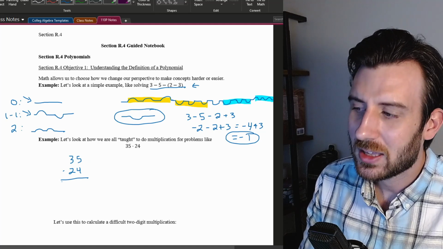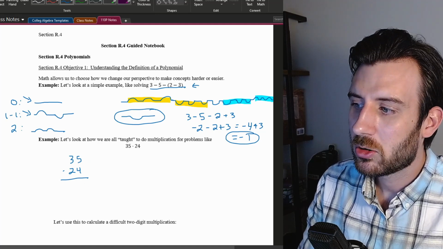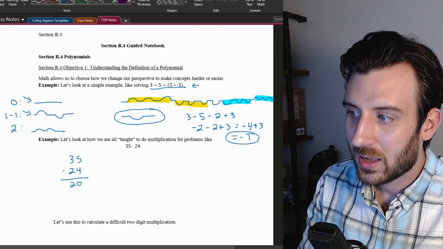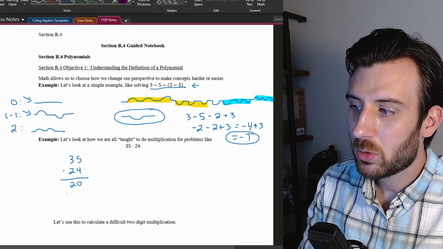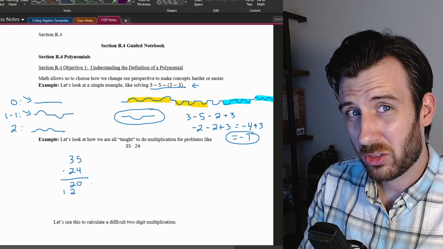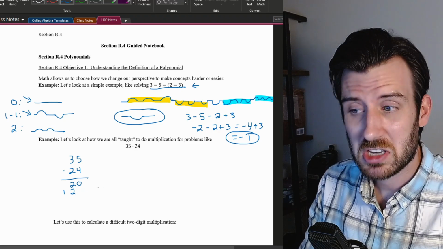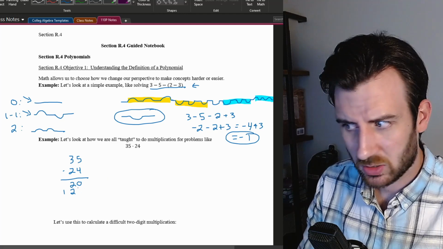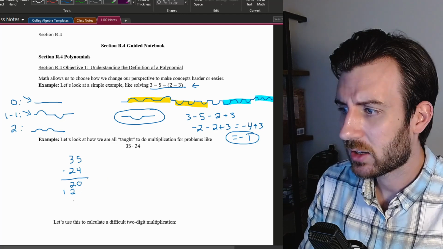We have multiplication, and what I'm going to do is 4 times 5, and that's going to get me 20. I'm then going to do 4 times 3, and that's going to get me 12. But I'm going to put the 12 shifted a little bit to the left for a reason not apparent, except that my high school math teacher told me to. Okay, so we've moved the 12 over. That's fine. I can do that.